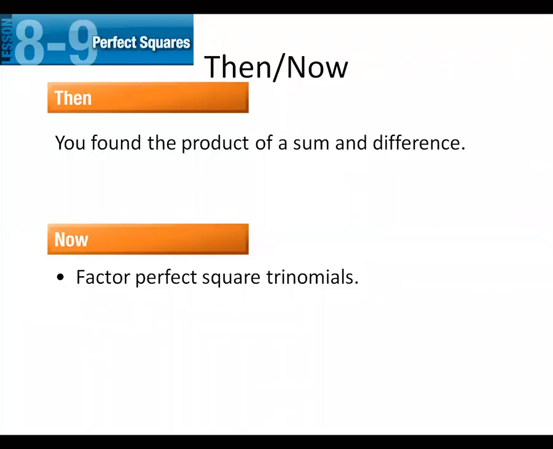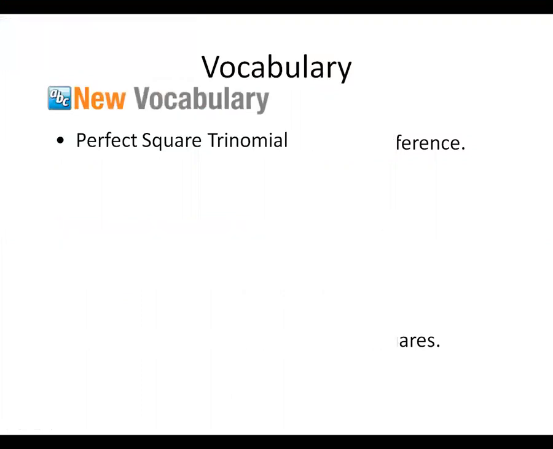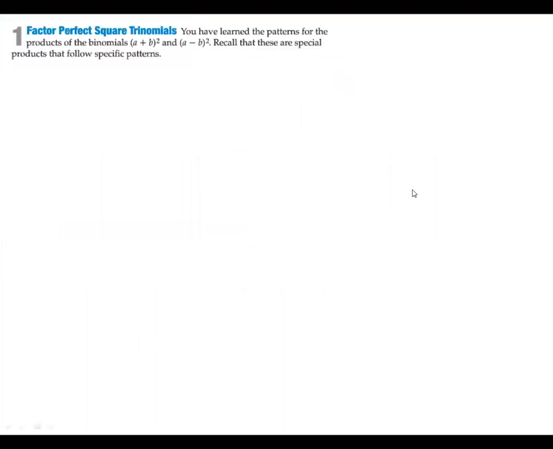All right, guys, we're on to section 9 now, and this is the last section, chapter 8. It's called perfect squares. Before, we found the product of a sum and a difference. Now we're going to factor perfect square trinomials and solve equations involving perfect squares. And that's our vocab, perfect square trinomial. So let's talk about it.